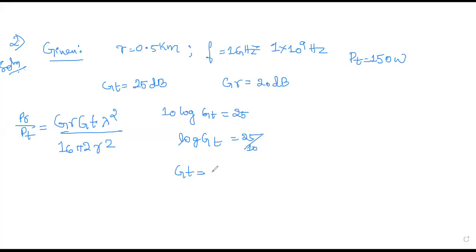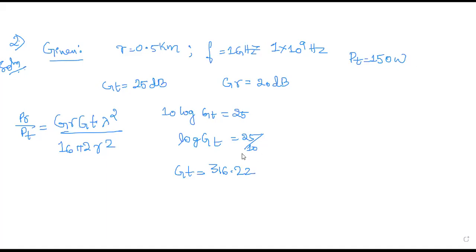How do you take anti-log? See in your calculator, shift, and there is a log button. So shift and that log button will give you anti-log, that is 10 to the power. There you type 2.5. How much are you getting? 316.22. Yeah, correct.